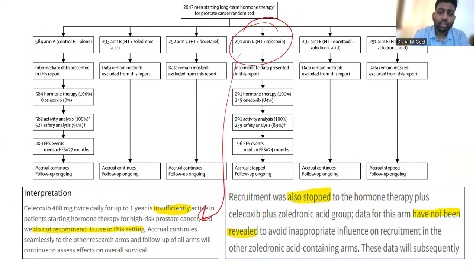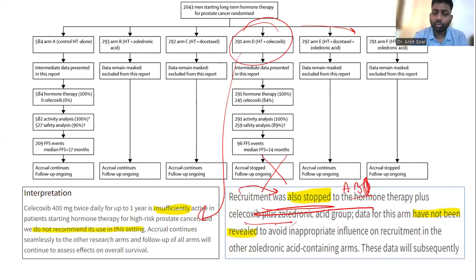Not only that, even the recruitment was stopped after that. So arm D was stopped after 2012. We don't find any data on arm D after that. There were no patients recruited to the celecoxib arm. Now, not only arm D was stopped, we already know that arm F also contained celecoxib. We know that arm F was ABD. Since it also contained celecoxib, as per the trial website, the recruitment was also stopped in arm F.